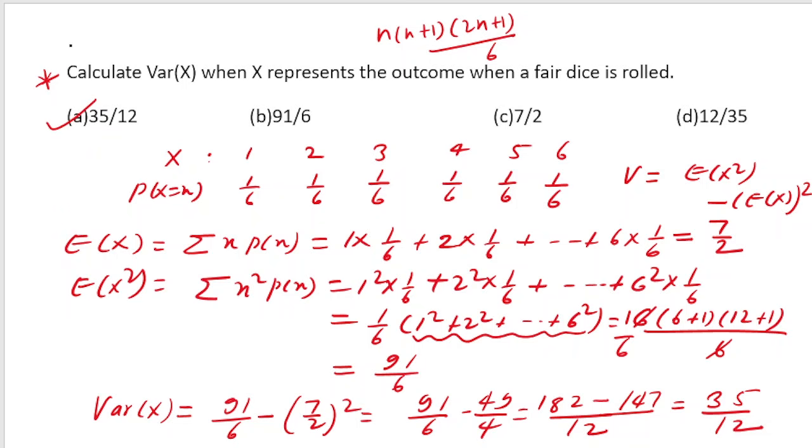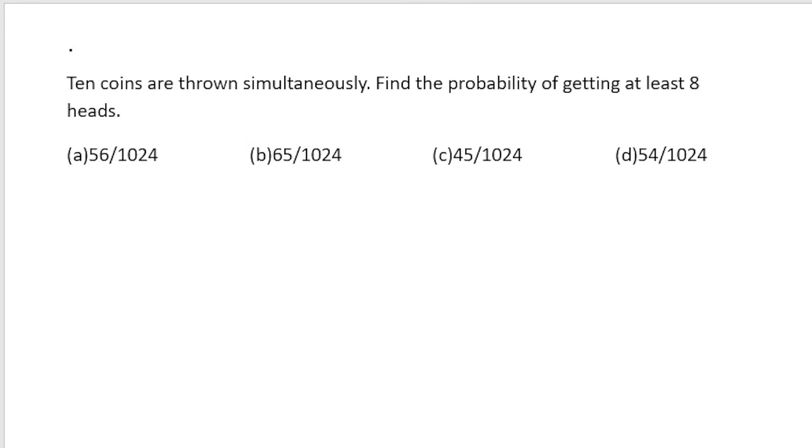Okay. Next, 10 coins are thrown simultaneously. Find the probability of getting at least 8 heads. This is a problem of binomial distribution. 10 coins are tossed, means n is equal to 10. Probability of getting a head, the probability of success, is 1 by 2. We want to calculate the probability of at least 8 heads, means x greater than or equal to 8.